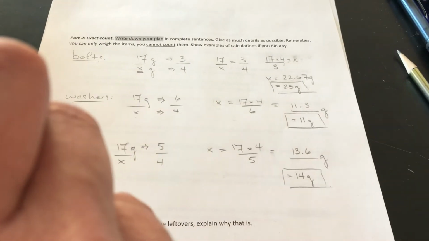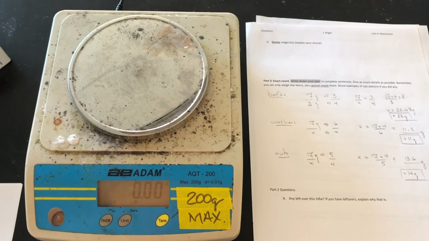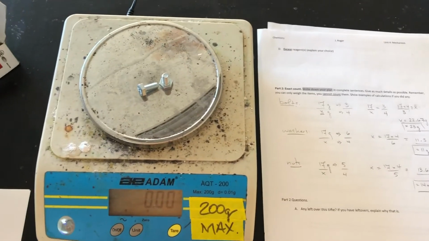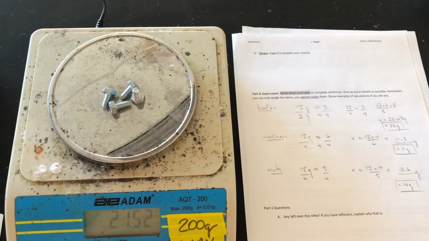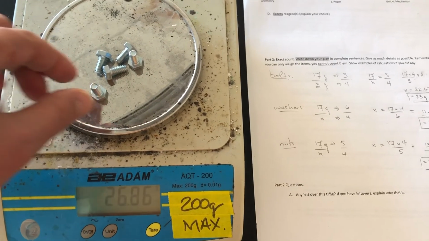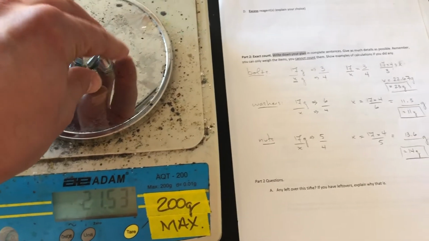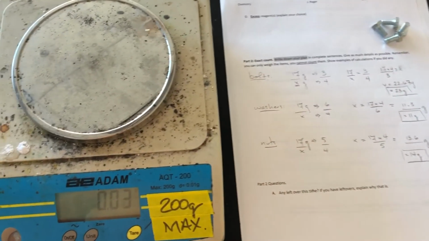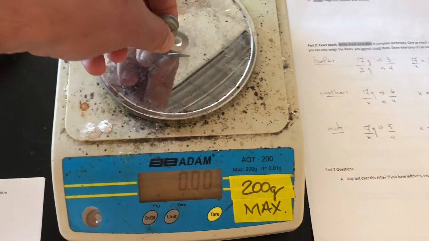So then all I have to do is to verify that this is correct. The moment of truth. 23 grams of bolts. Now remember, we're not going over, right? Whoop. So 23 grams of bolts and 11 grams of washers without going over.